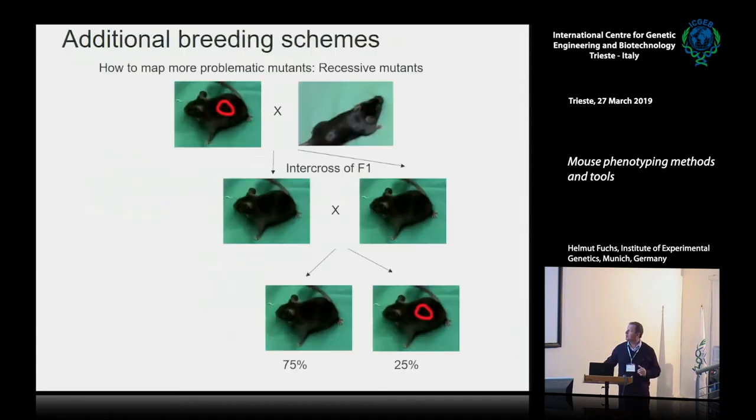So let's come back to the recessive allele. Here again, we have our recessive mutant, homozygous mutant. We cross them to BLEC6. Then the offspring are heterozygous. And in this case, we don't go back to the BLEC6, but we intercross these F1 animals. The result is about 25% of animals that show the phenotype. 75% might be heterozygous or wild type without phenotype.